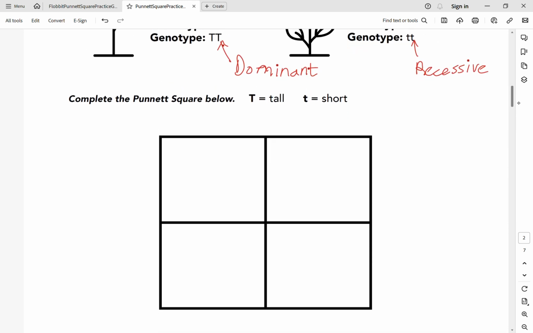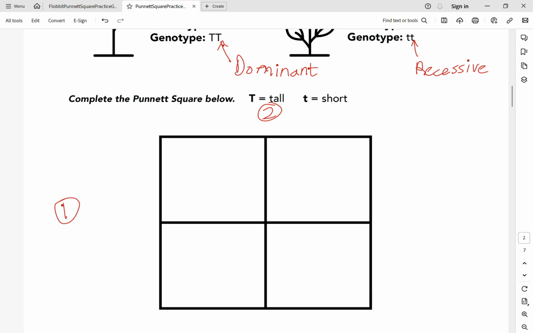So let's come down to the Punnett square. It doesn't matter which parent goes on which side. So what I'm going to do is put parent 1 over here, and I'm going to put parent 2 up on the top. You can put it the other way. It makes no difference. You still get the same answers.